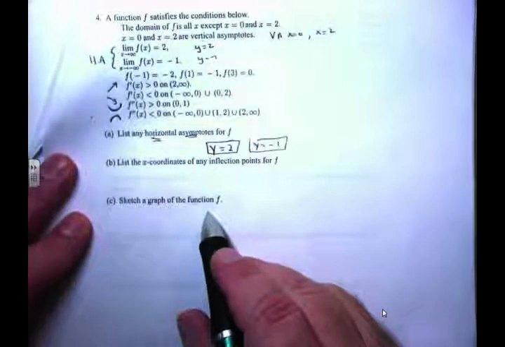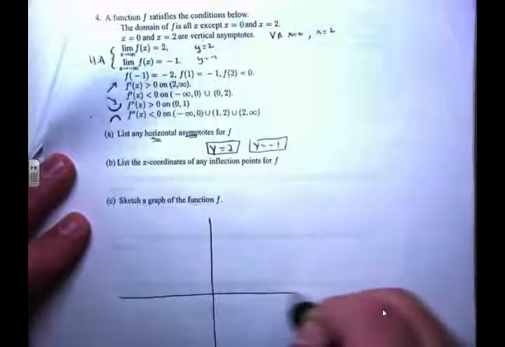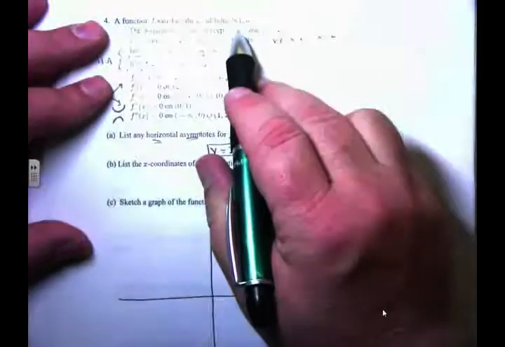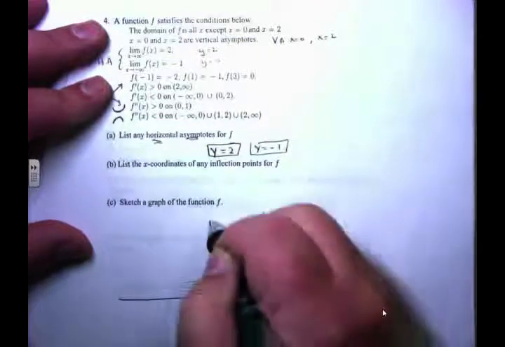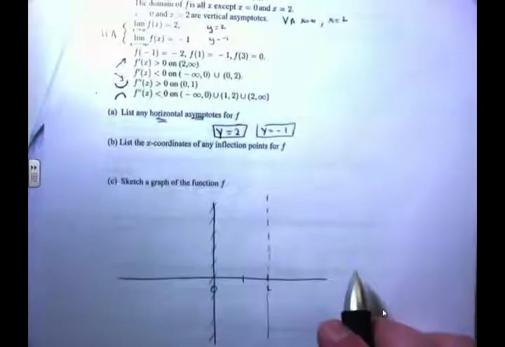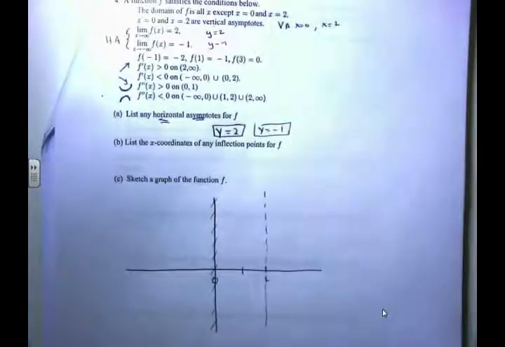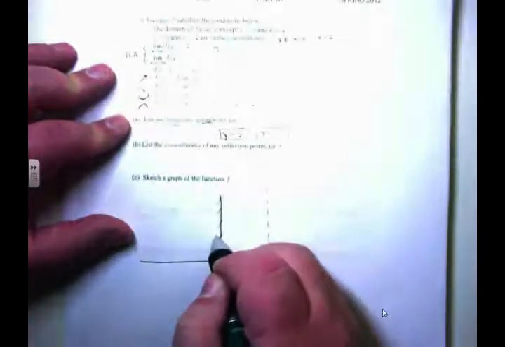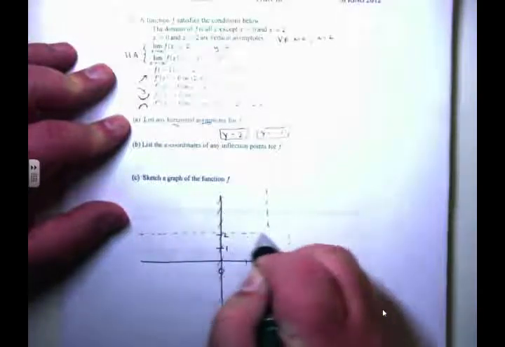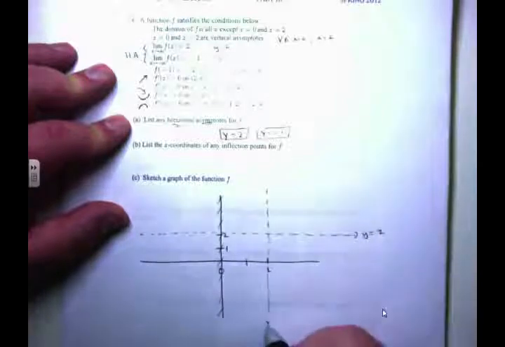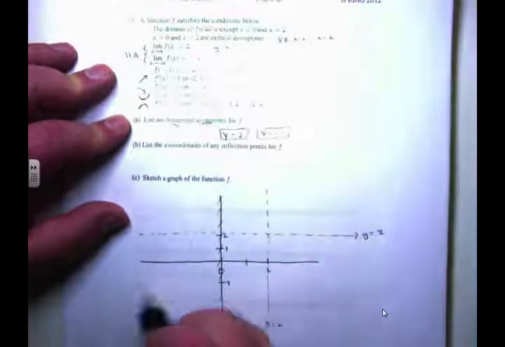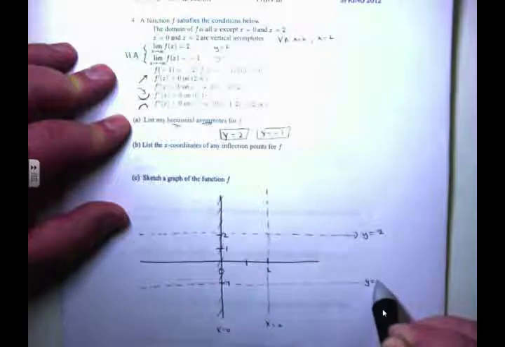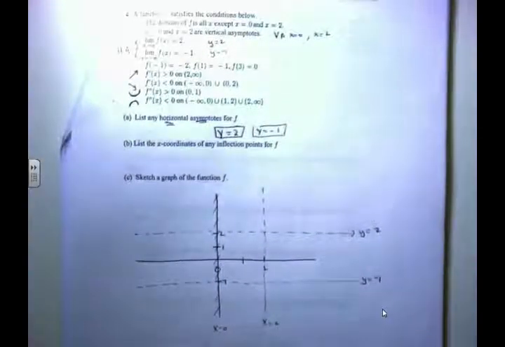And while I'm at it, I'm going to go ahead and graph this thing down here while I understand all the information here. I can tell you right now, at x equals 0 and x equals 2, I got vertical asymptotes. I don't cross vertical asymptotes, so I got to either blow up or blow down. I know also at y equals 2, here's y equals 2, I have a horizontal asymptote. And also at y equals negative 1, so I declare this to be negative 1. This is also a horizontal asymptote. Just kind of gridding up my problem here.